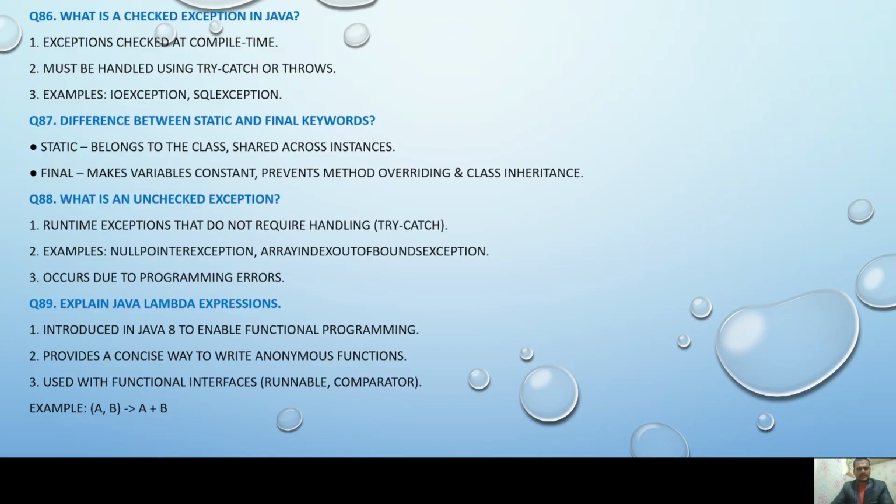Explain Java lambda expressions. Introduced in Java 8 to enable functional programming. Provides a concise way to write anonymous functions. Used with functional interfaces, that is Runnable, Comparator, etc. Example: (a, b) -> a + b.